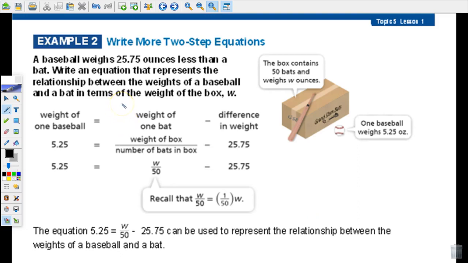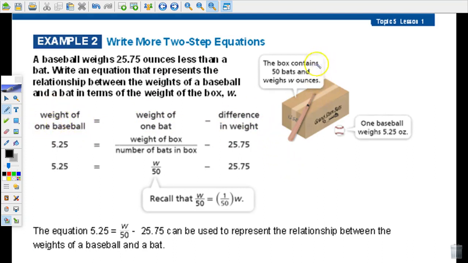A baseball weighs 25.75 ounces less than a bat. Write an equation that represents the relationship between the weights of a baseball and a bat in terms of the weight of the box, W. So we don't actually know the weight of a baseball bat. We need the weight of a baseball bat minus the difference in weight between that and a baseball, and that's how we get a baseball.